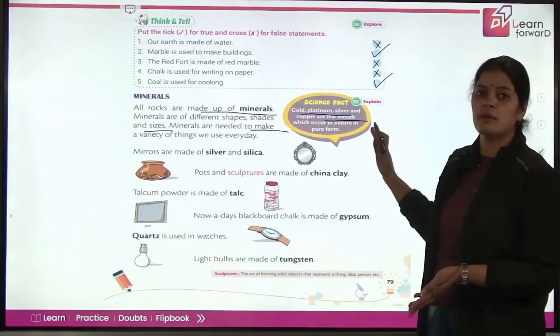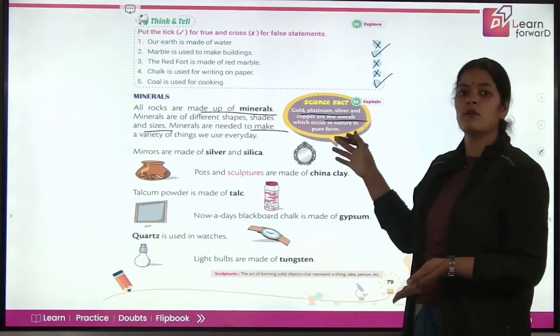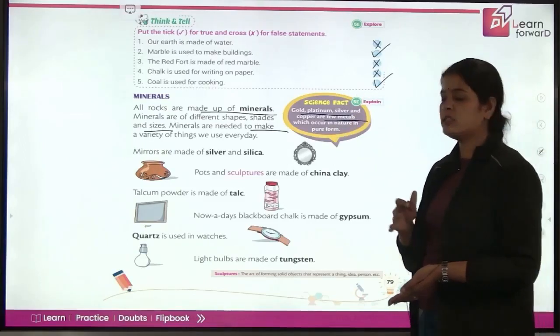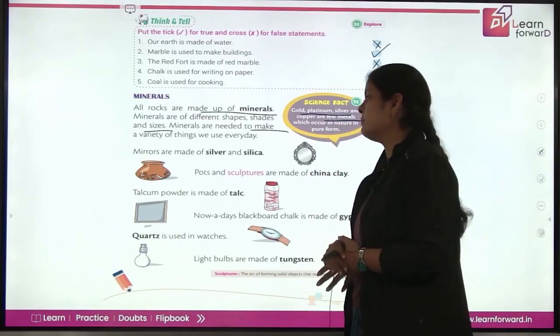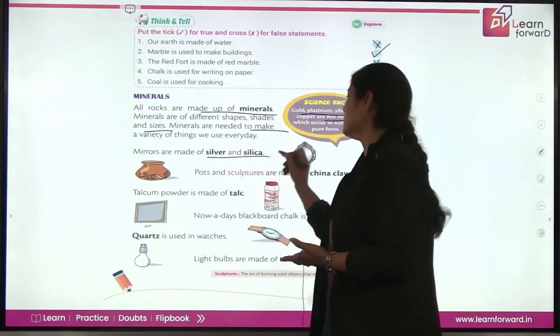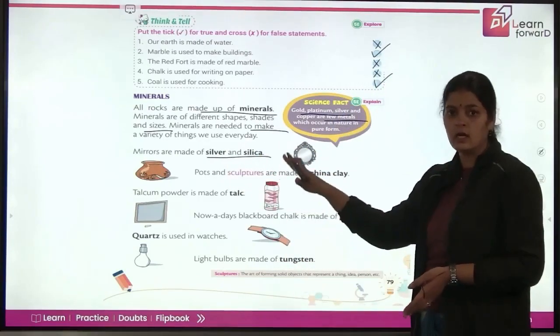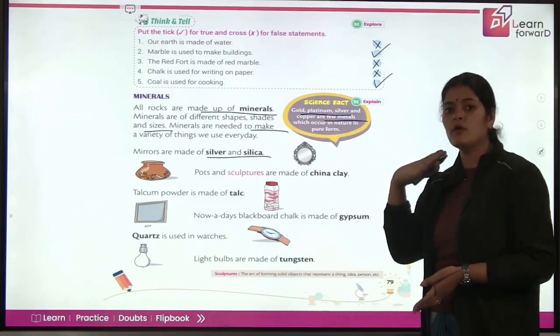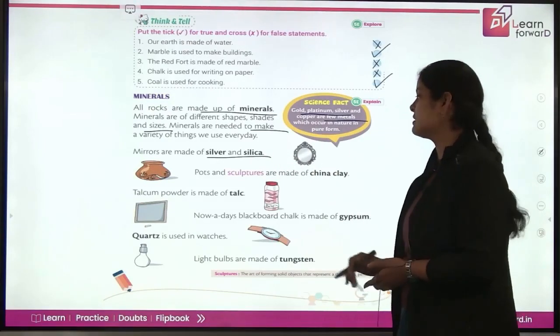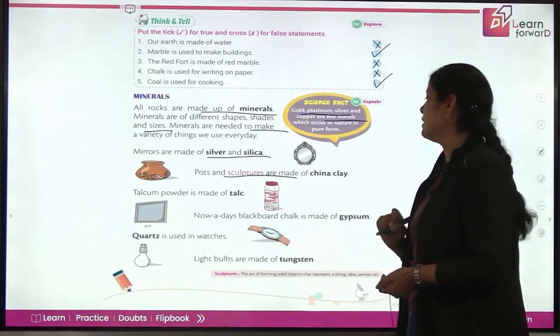So these are the metals, the materials and minerals that are found in nature itself. Now mirrors are made up of silver and silica. So the mirrors that we use in our houses are made up of silver and silica, and these again are a type of mineral.